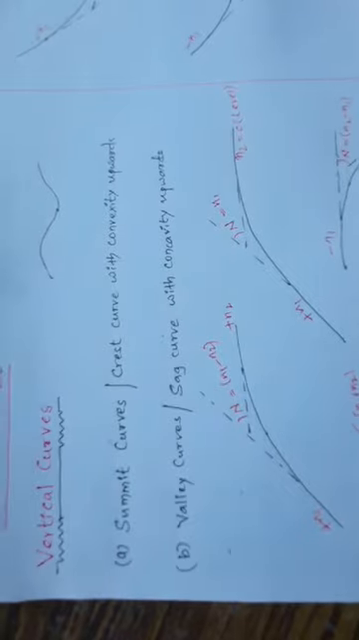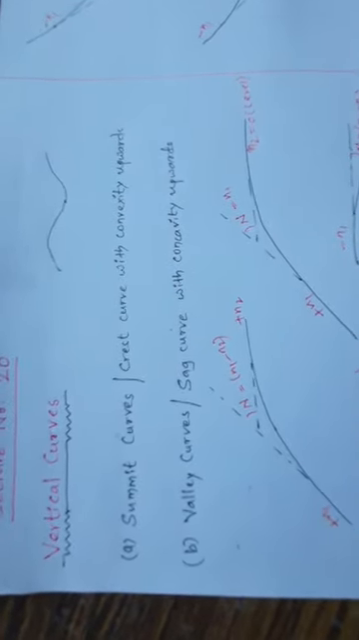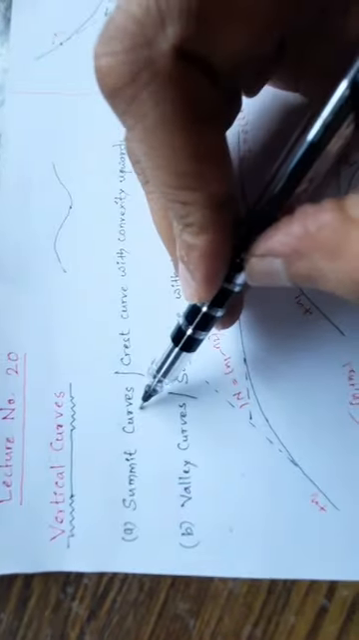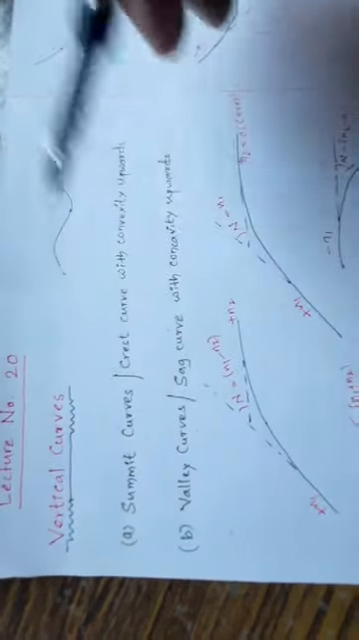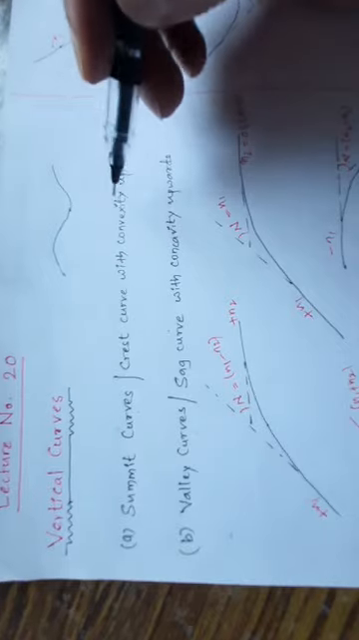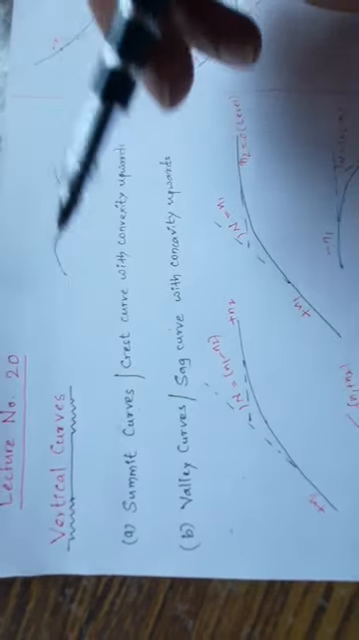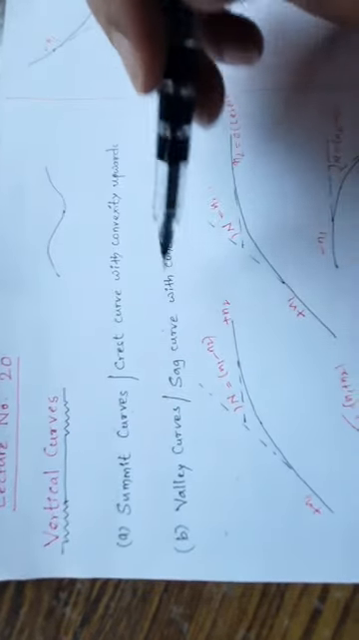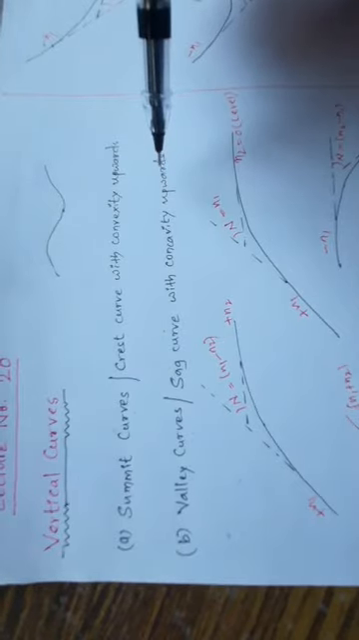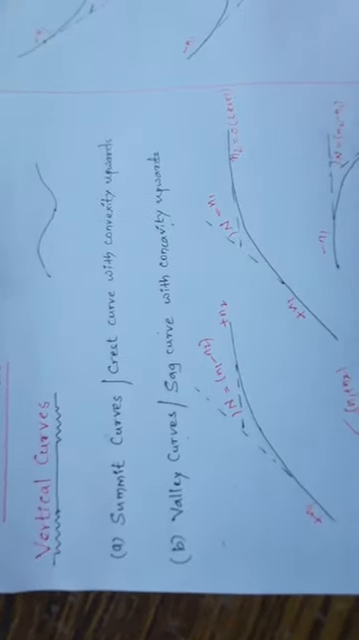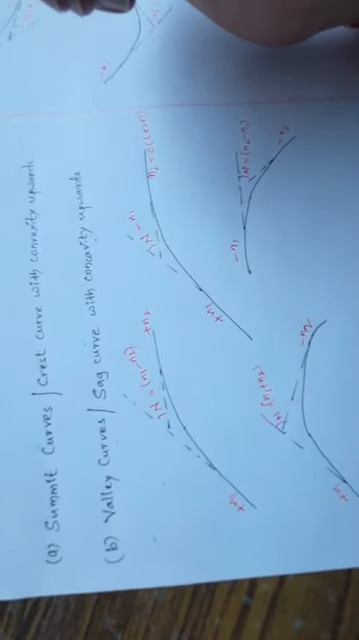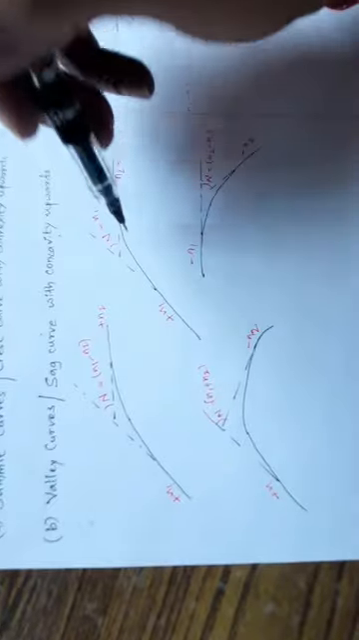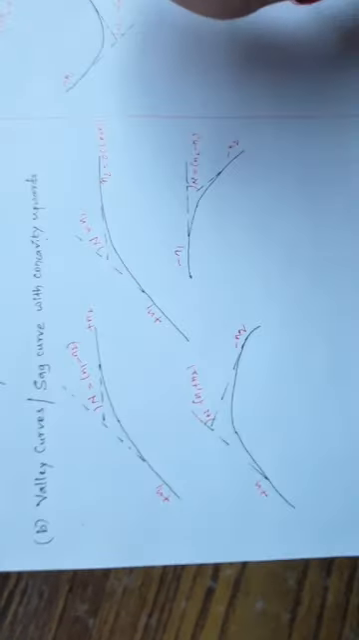Basically, the vertical curves used in highways are classified into two categories. One is called a summit curve and the other is called a valley curve. A summit curve is also known as a crest curve, with convexity upward, and a valley curve is also known as a sag curve, with concavity upward. Summit curves with convexity upward are formed in any one of the cases illustrated here.